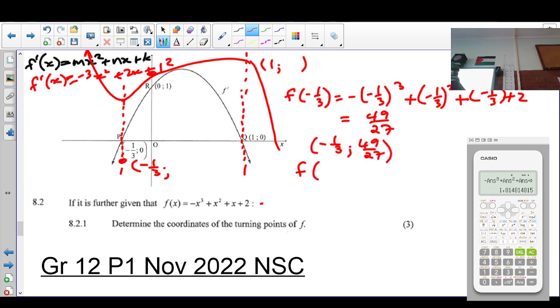Then f of 1, wherever I see x, I put the 1. So let's just put the 1 equals. That's the last one to be calculated, which is now going to give us an answer of 3. So that's 1 and 3, negative a third and 49 over 27.